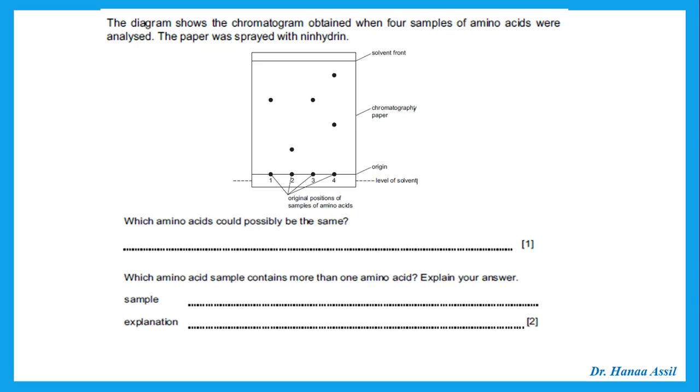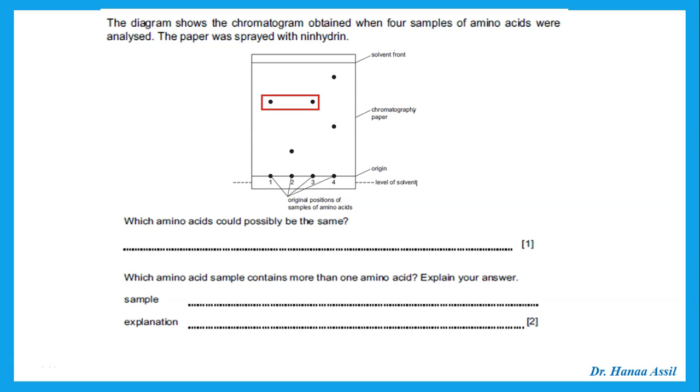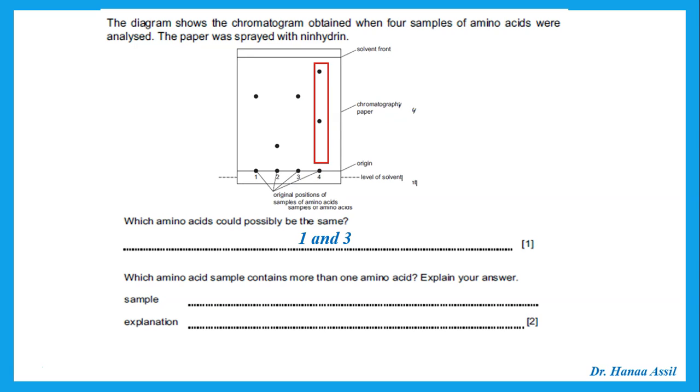So the question here says which amino acids could possibly be the same. Again, how do I know if something is the same as another one? If it has the same height, if it has spots going up the same height. So the ones that are the same here are samples 1 and 3. And then he's saying which amino acid sample contains more than one amino acid. So you can see that substance 1 gave 1 spot, substance 2 gave 1 spot, 3 gave 1 spot, but 4 gave 2 spots. And that means it has more than one component or more than one amino acid.